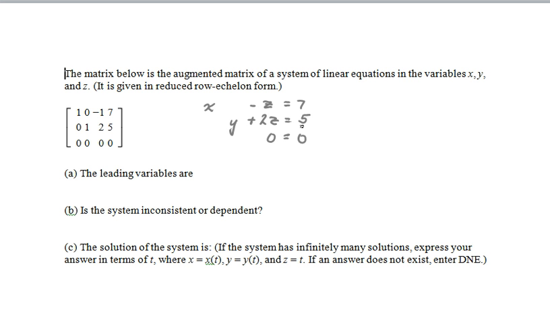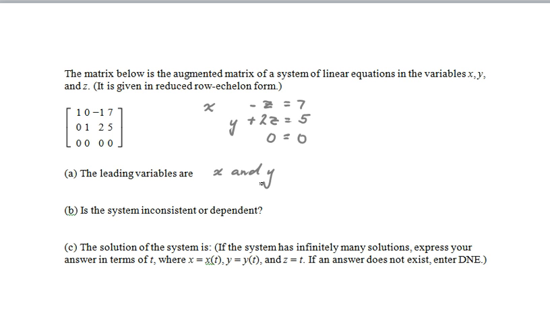So the leading variables are, I would say, x and y. There are 3 variables in the system. The leading ones would be x and y. Is the system inconsistent or dependent?